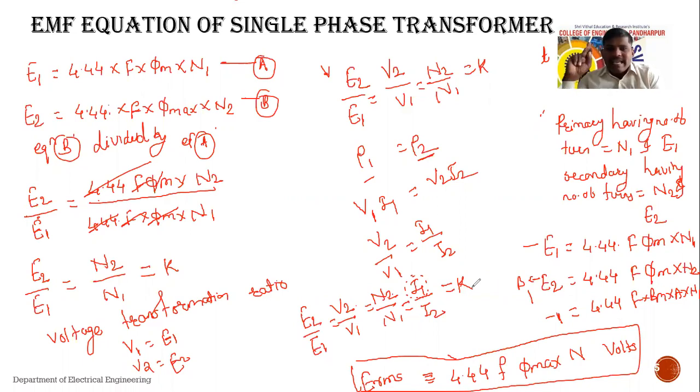This K is very important while solving a problem, or while drawing an equivalent circuit diagram, and also while shifting a value to the other side. That means by referring a value to either side, it is very useful. So this is the transformation ratio of a single phase transformer.